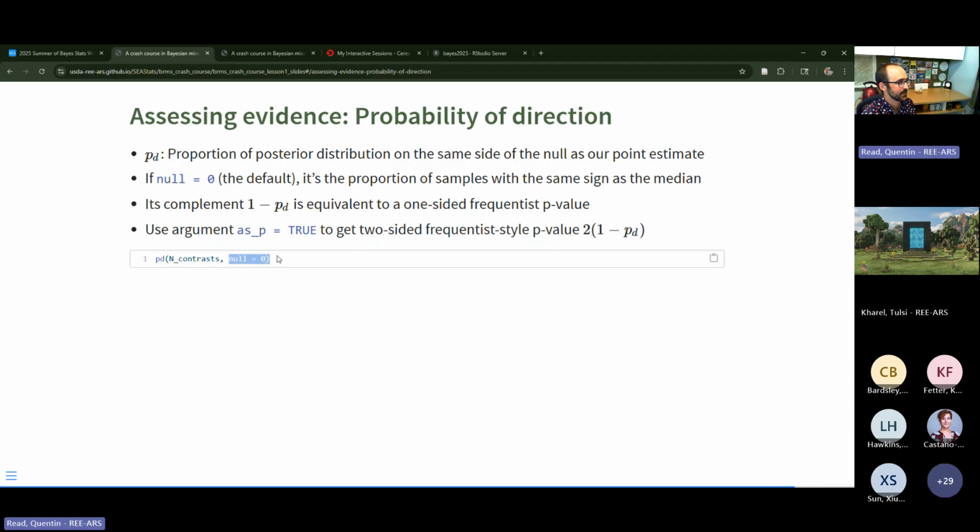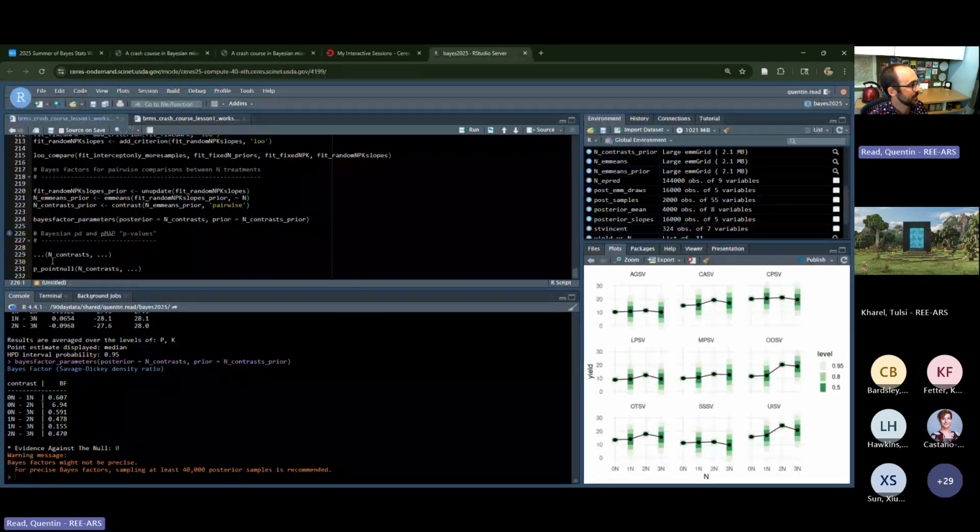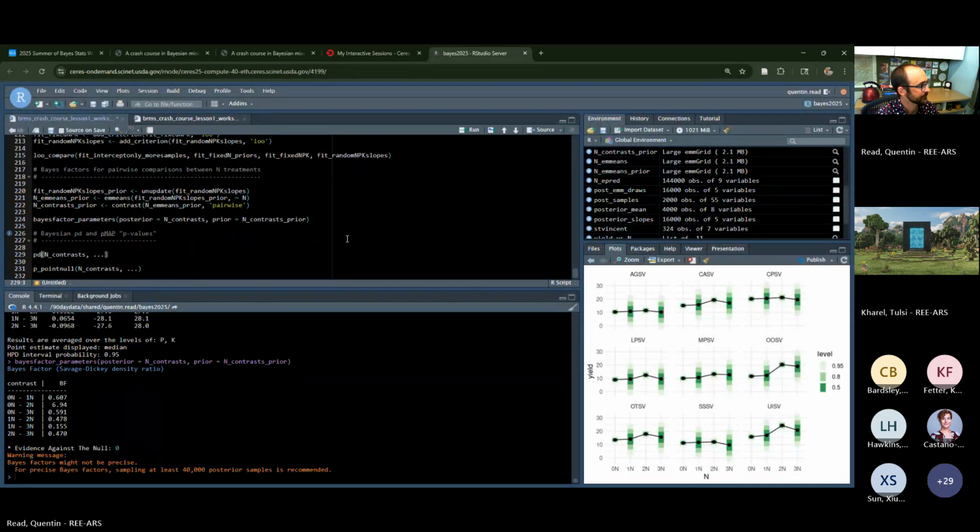We can use the function pd to get this, and we have to specify our null is 0. Sometimes, if your parameter is a ratio, an odds ratio for example, the null hypothesis would be that the ratio is 1. So we're specifying the null is 0 because we're looking at the difference of two means. So we can use the pd, probability of direction, null equals 0.